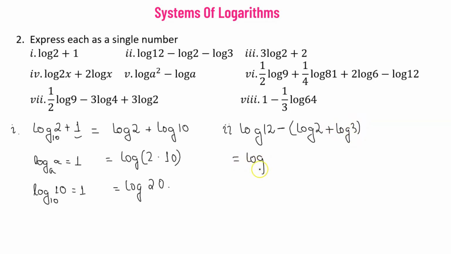So we have log of 12 minus, so log of 2 plus log of 3. So this will become log of 2 times 3. So this is 6. Now we can combine these two logarithms. So there's a minus sign here.